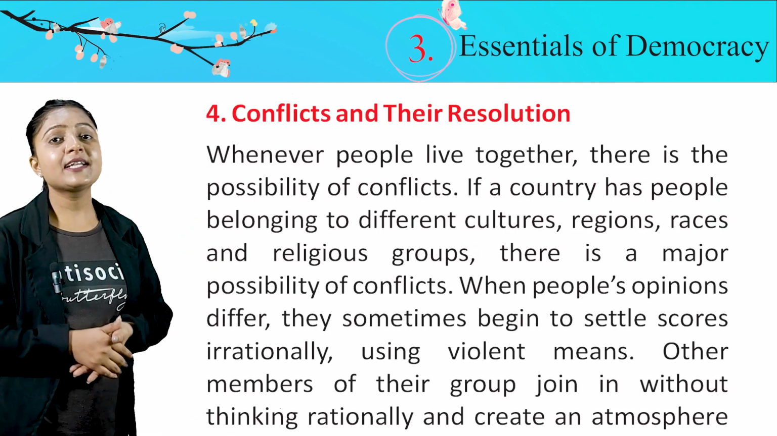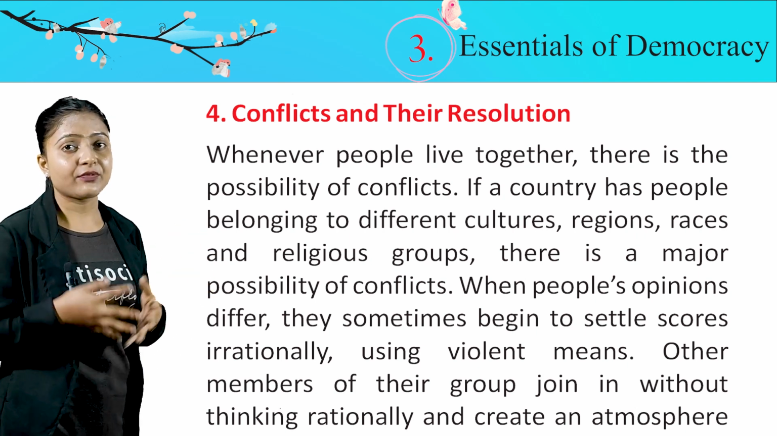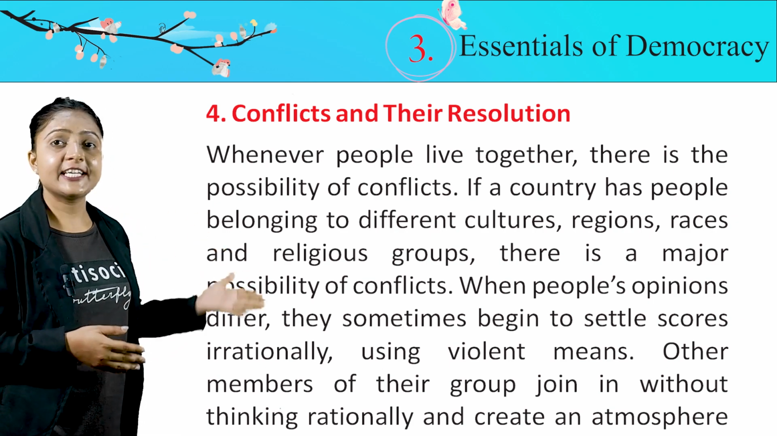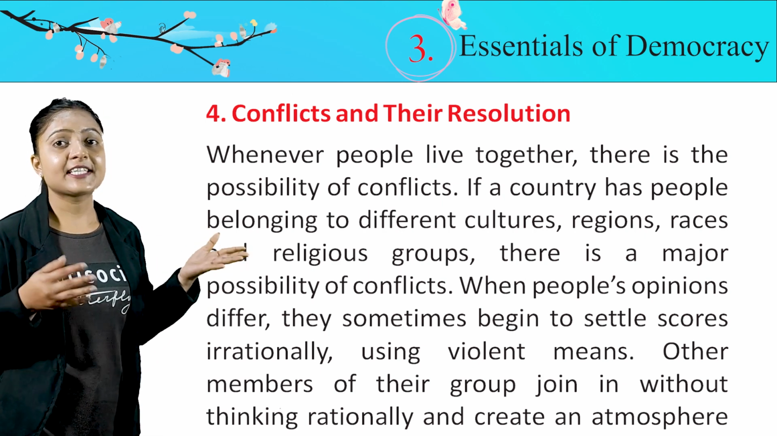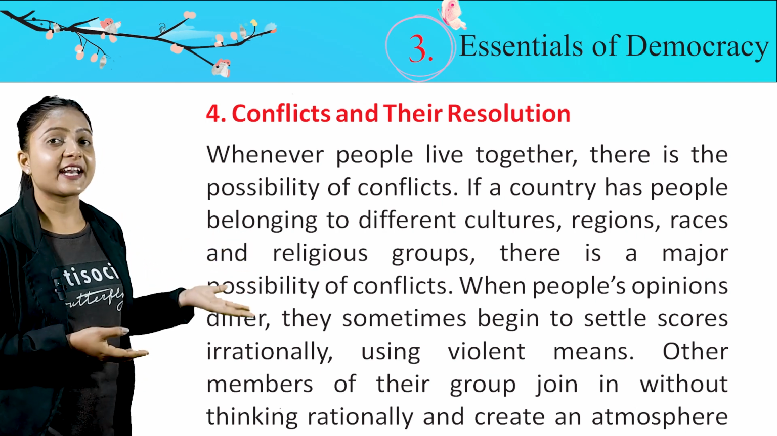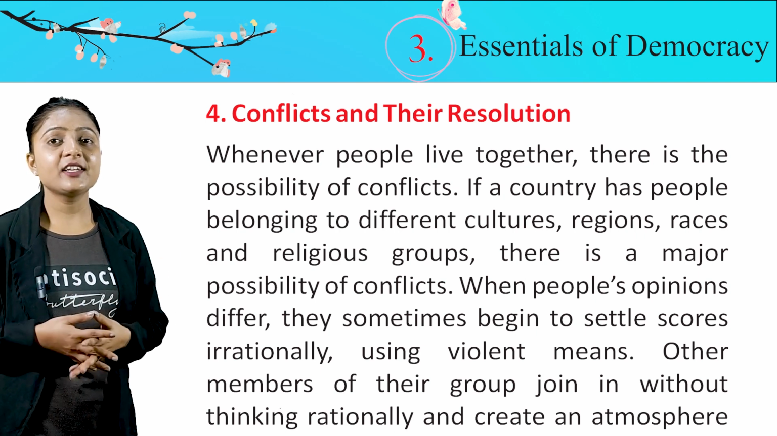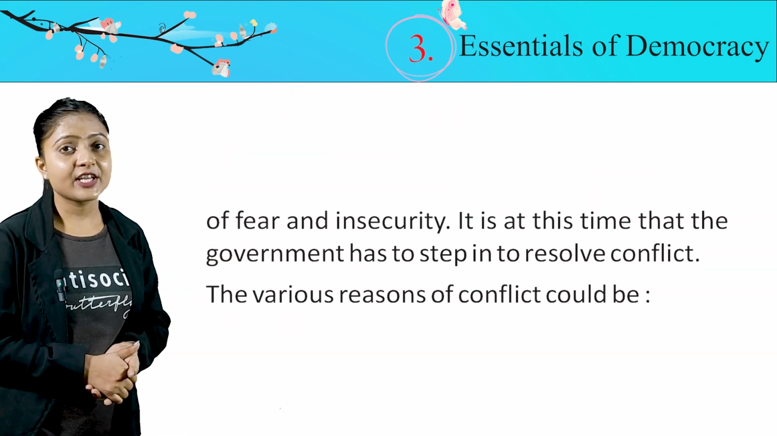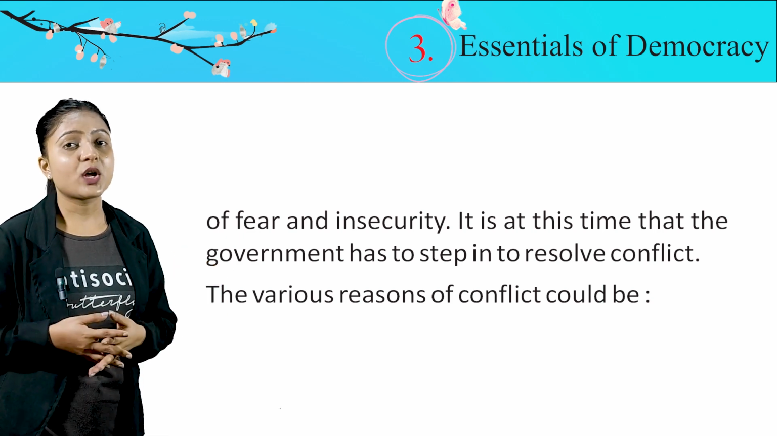Number 4. Conflicts and their resolution. Whenever people live together, there is a possibility of conflicts. If a country has people belonging to different cultures, regions, races, and religious groups, there is a major possibility of conflicts. When people's opinions differ, they sometimes begin to settle scores irrationally, using violent means. Other members of their group join in without thinking rationally and create an atmosphere of fear and insecurity. It is at this time that the government has to step in to resolve conflict.